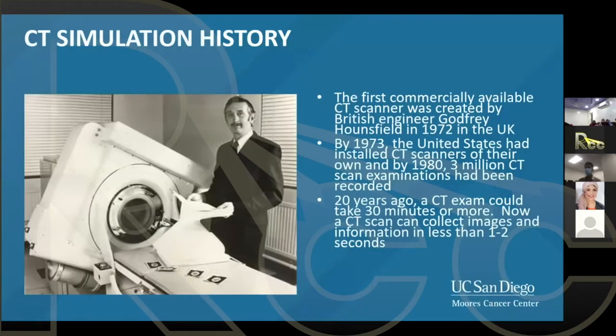Just a very brief history of CT scanner simulation. The first commercially available CT scanner was created by British engineer Godfrey Hounsfield in 1972 in the UK. By 1973, the United States had installed CT scanners of their own, and by about 1980, about 3 million CT scan examinations had been recorded. About 20 years ago, a CT would take about 30 minutes or more. Now a CT scan can collect images and information in less than 1 to 2 seconds. So you can just see the amount of technological advancement that's taken place just in the last 20 years.